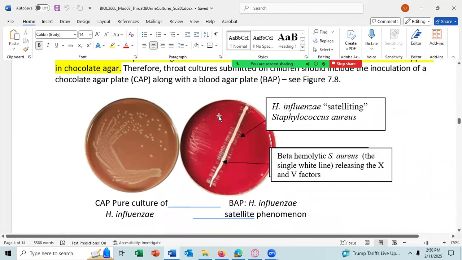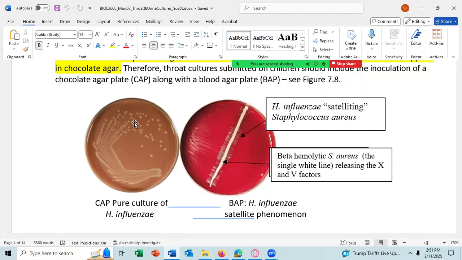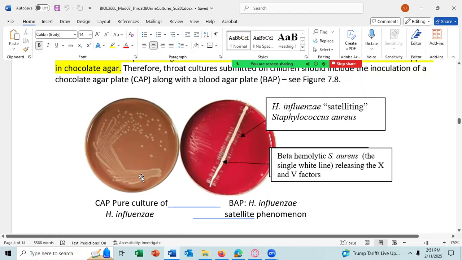All right, so you don't really need to know that you could streak blood agar with Staphylococcus aureus and then streak the Haemophilus influenzae perpendicular to it, and then the Haemophilus influenzae will grow around it. But you do need to know that chocolate agar will allow you to grow Haemophilus influenzae. The factors that are required by Haemophilus influenzae, which are supplied by the chocolate agar, are the X and the V factors from the red blood cells.